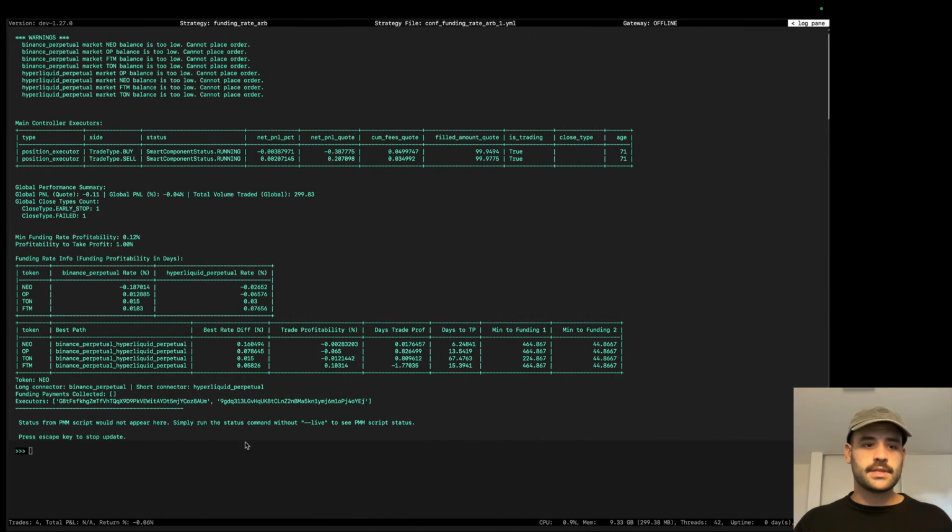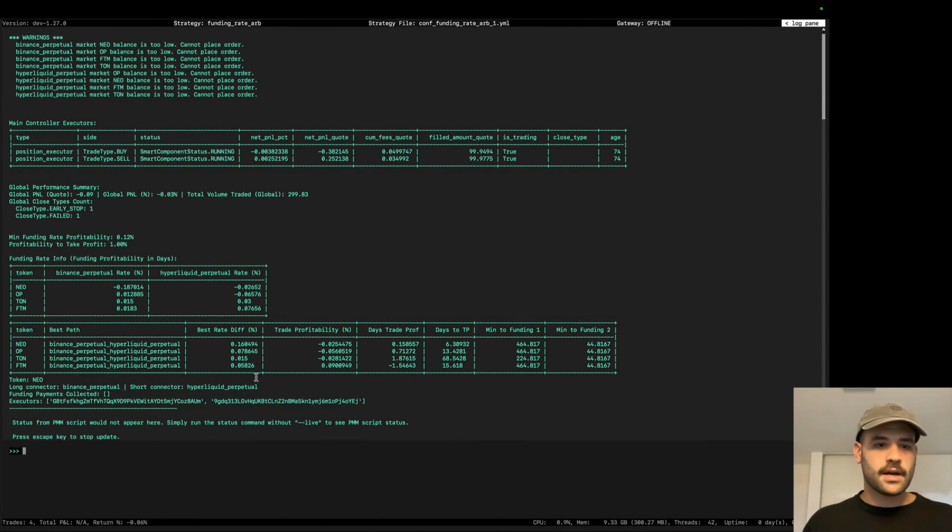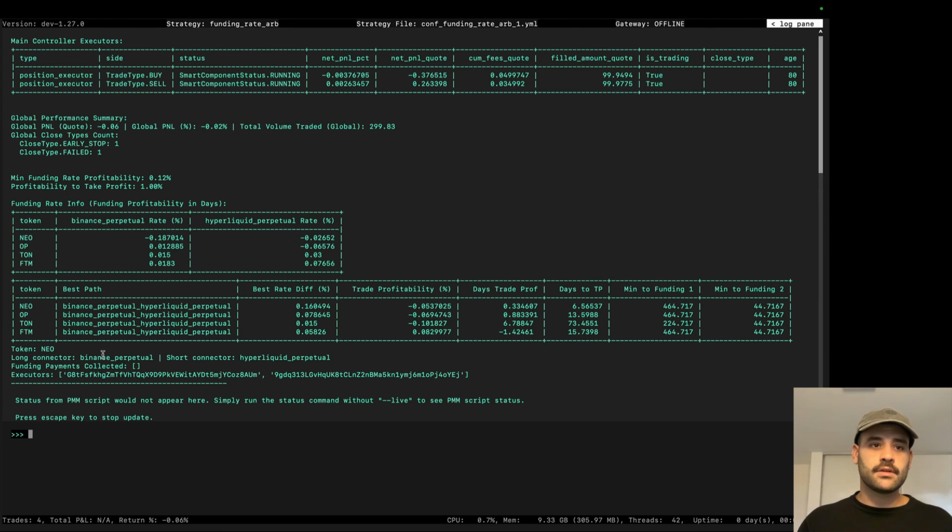So as you can see at the end, we have here a bucket that says token Neo. This is the active arbitrage that we have. It says long connector, Binance perpetual. This is the long that we have here. Short connector, Hyperliquid perpetual. The executors' IDs that are related to this. And in this list, you're going to start seeing the funding payment object once it arrives. In this case, we're not going to see it because it's a lot of time. But well, if you check the PR, the QA team put some screenshots of this.